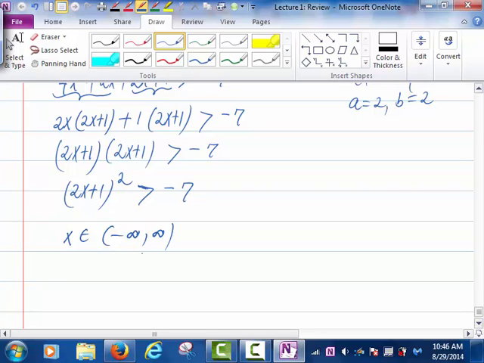If the 7 was a positive 7, what would I do? I would be taking the root on both sides, right? Am I making sense? But I don't have to here because the right-hand side is negative 7. Is that making sense? Now, oftentimes you'll see that the right-hand side is not negative, it is positive. In that case, you do have to take the square root. Any questions so far?